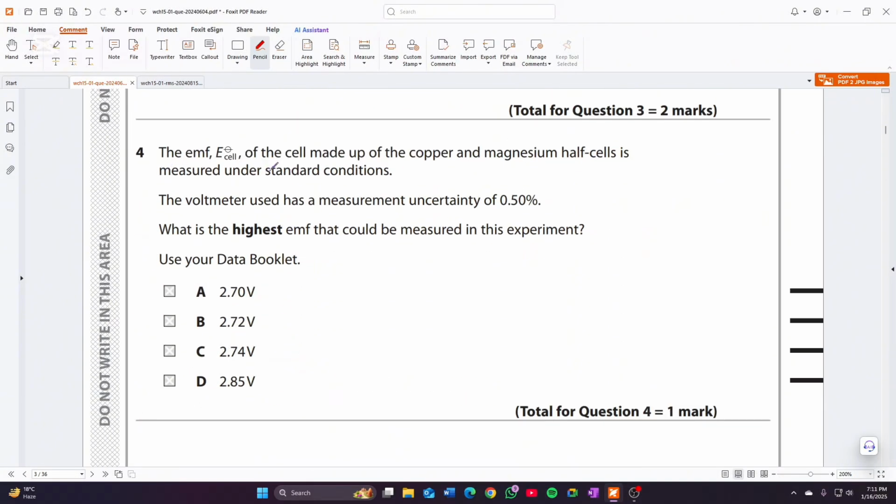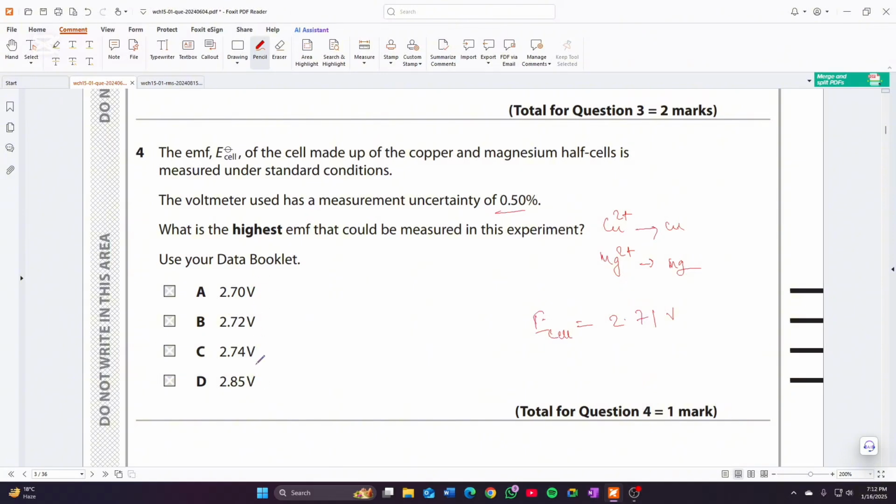Then we have the EMF, E cell, of the cell made up of the copper and magnesium half cells, measured under standard conditions. The voltmeter used has a measurement uncertainty of 0.5%. What is the highest EMF that could be measured in this experiment? You just look at your data booklet and search for the standard electrode reactions for copper 2 plus to copper and magnesium 2 plus to magnesium, and you'll see that the E cell value comes to 2.71 volt.